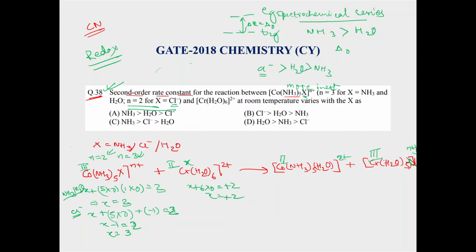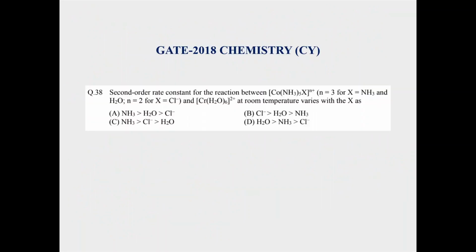So for this question, the second order rate constant for the reaction between [Co(NH3)5X]n+ and [Cr(H2O)6]2+ at room temperature varies with X. It is maximum for Cl minus, followed by H2O, and it will be least for NH3. So option B will be the correct option for this question. Is it clear?